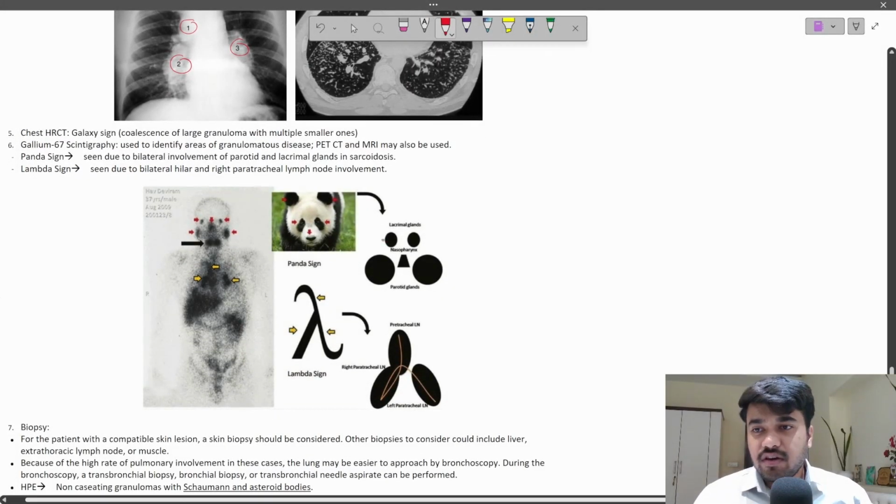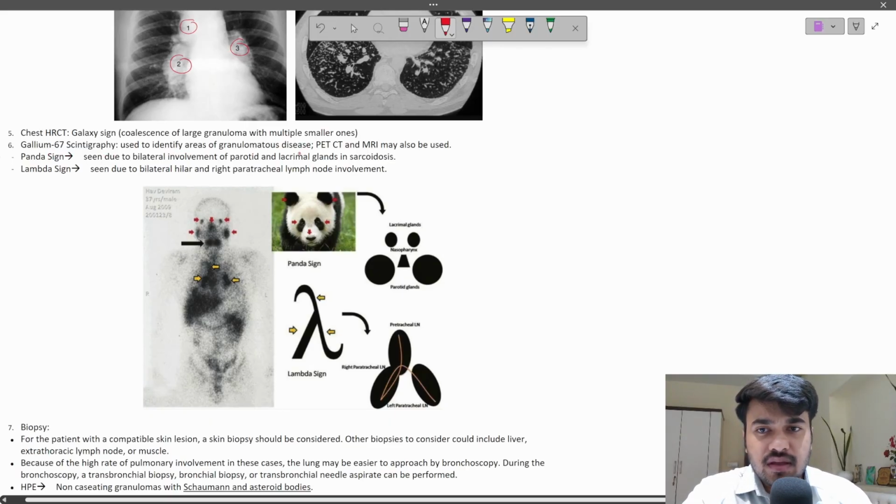Then we also have nuclear medicine scans like gallium 67 scintigraphy. These are used to identify areas of granulomatous disease. PET CT and MRI may also be used for this purpose. The two characteristic signs here are the panda sign and the lambda sign, right? So the panda sign is seen due to bilateral involvement of parotid and lacrimal glands in sarcoidosis. So as you can see in this image, bilateral parotid gland involvement is there, as well as bilateral lacrimal gland involvement. So if you superimpose this image, this resembles the face of this animal, hence this sign is known as panda sign, right?